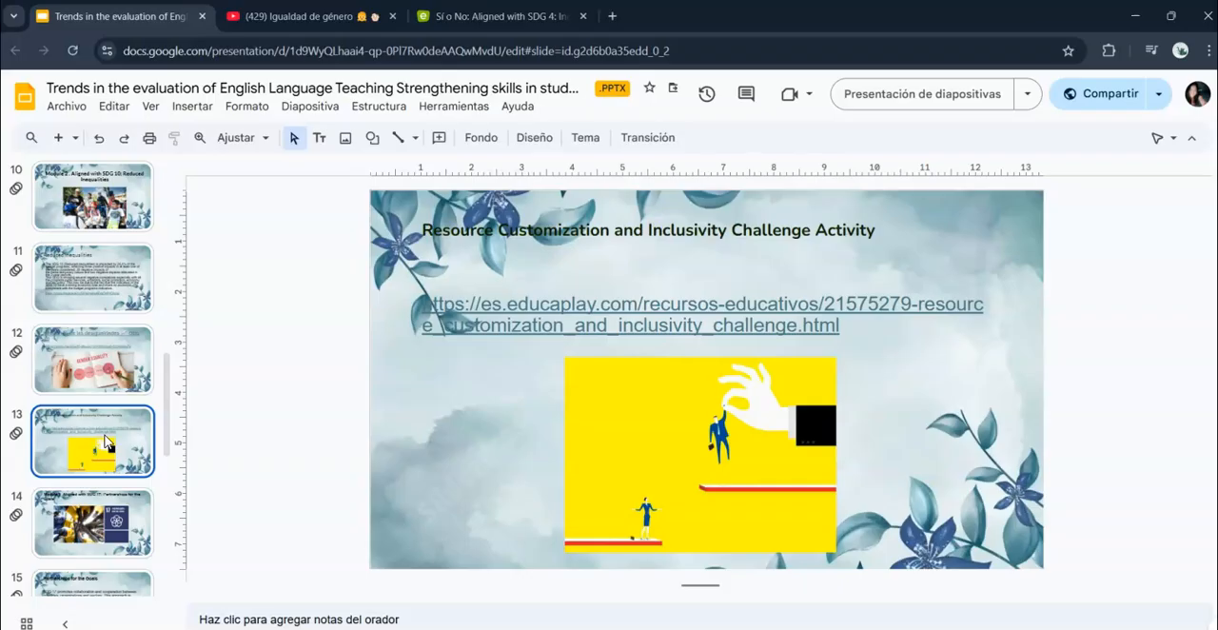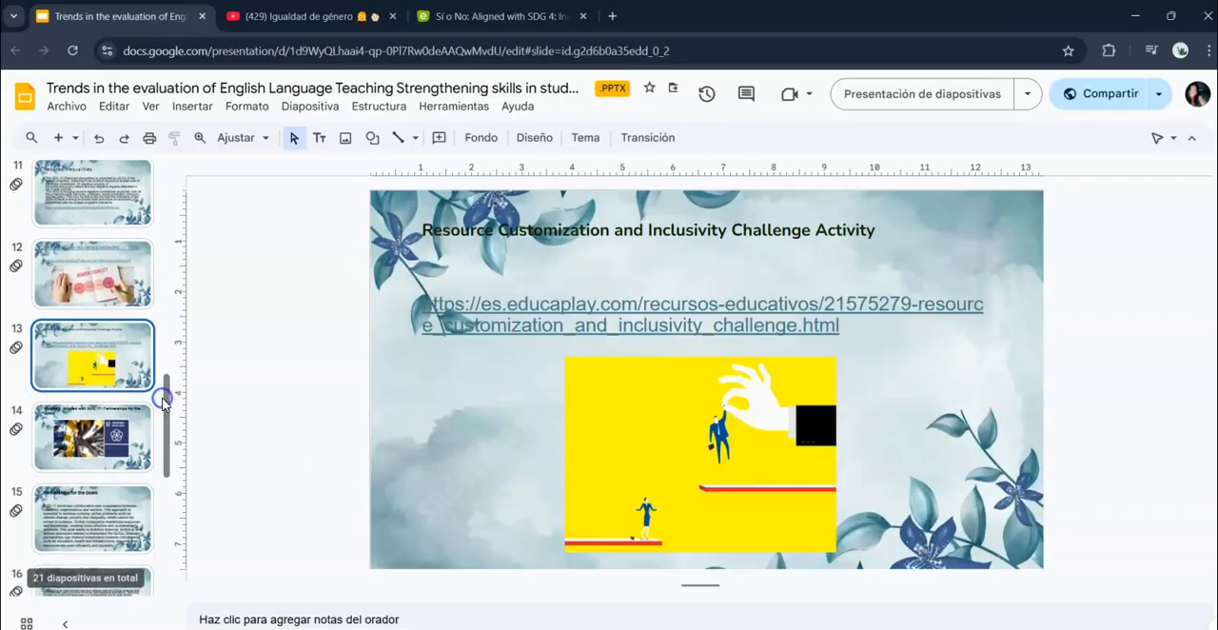Let's continue. Resource customization and inclusively challenging activity. This is an activity that we make based on the SDG themes, reduce inequalities, and it also contains information about that SDG.